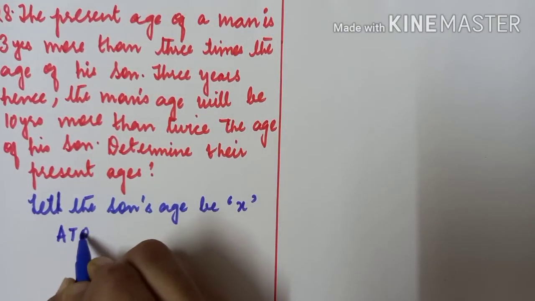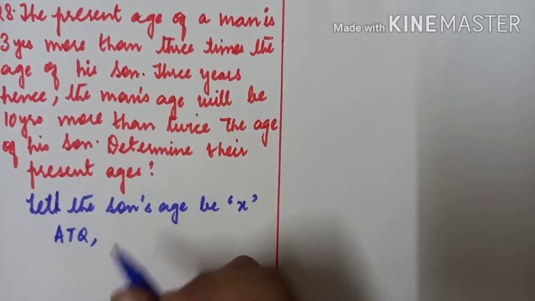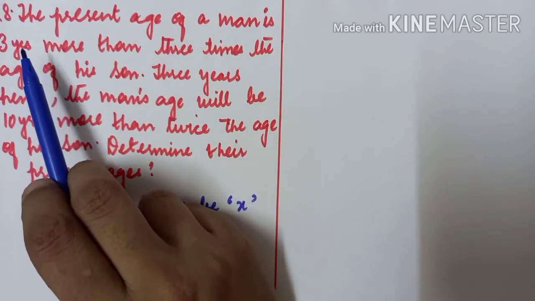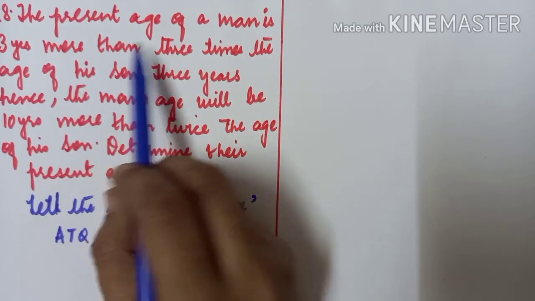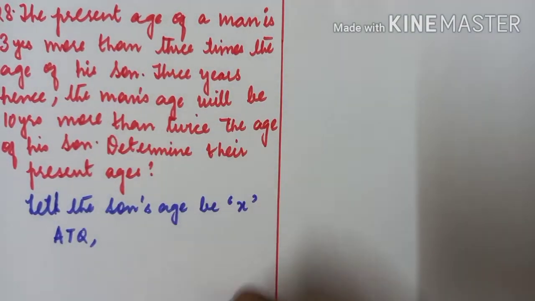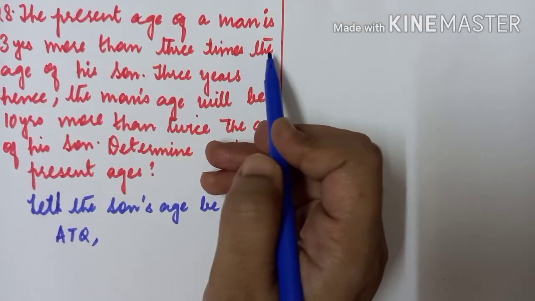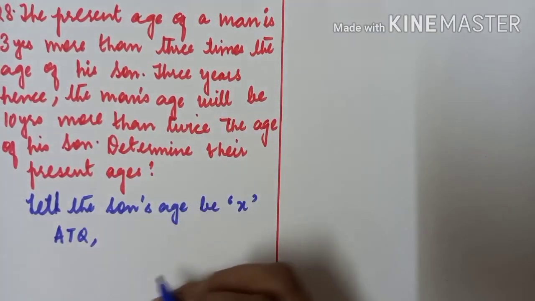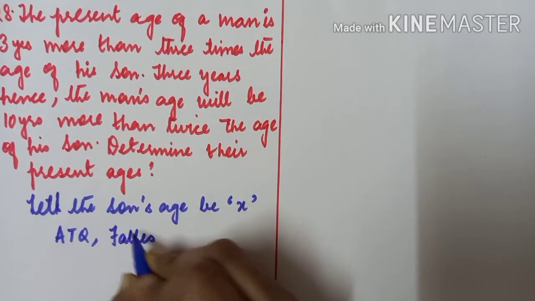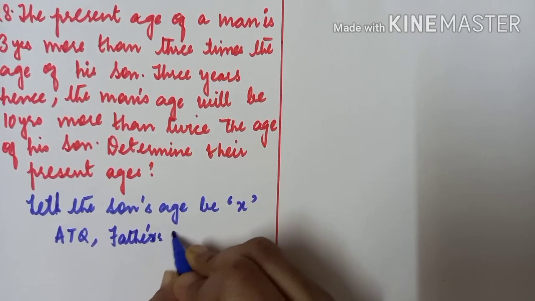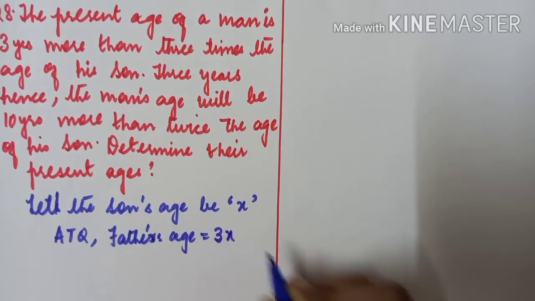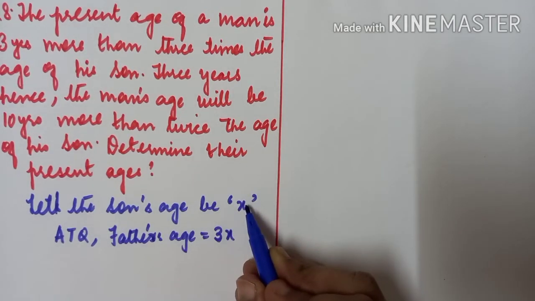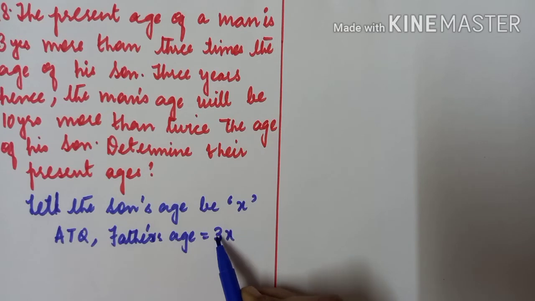So according to the question, what is given? Father's age, the present age of a man, is 3 years more than 3 times the age of his son. First of all, 3 times the age of his son. Son's age is x, so 3 times means 3x. So father's age, first we will write 3x. Why? Because 3 times his son's age, which we have just assumed as x, means 3x.